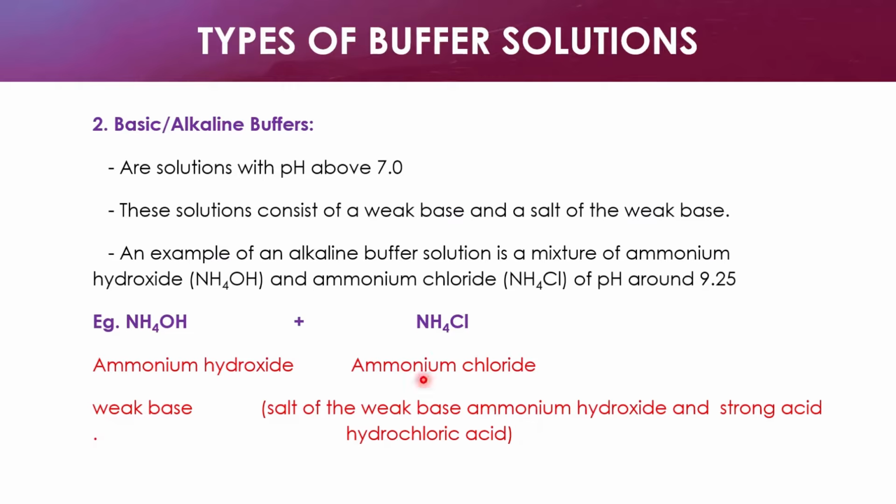Basic or alkaline buffers. Alkaline buffers are solutions with pH above 7.0, and these solutions consist of a weak base and a salt of the weak base. An example of an alkaline buffer solution is a mixture of ammonium hydroxide and ammonium chloride of pH around 9.25. And what you also have to notice is that the ammonium hydroxide is the weak base and the ammonium chloride is the salt of the weak base, ammonium hydroxide, and strong acid, hydrochloric acid.